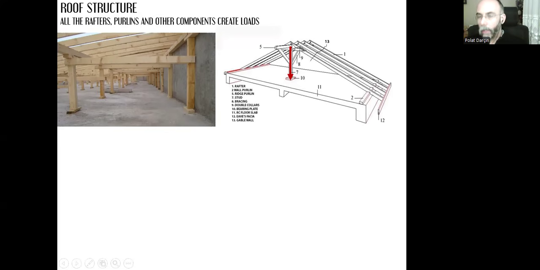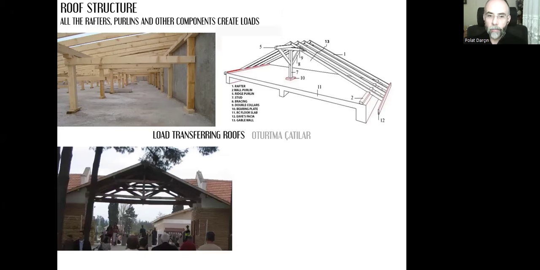The purlin will transfer the loads to the stud, and the stud will transfer the loads to the structural system of the building, that beam here. These wall purlins will transfer the loads to the structural system, the reinforced concrete beams, like that. And the loads will be transferred to the columns, to the foundation, and to the ground. That's why we call this type of roof the load transferring roofs, or oturtma çatı in Turkish.